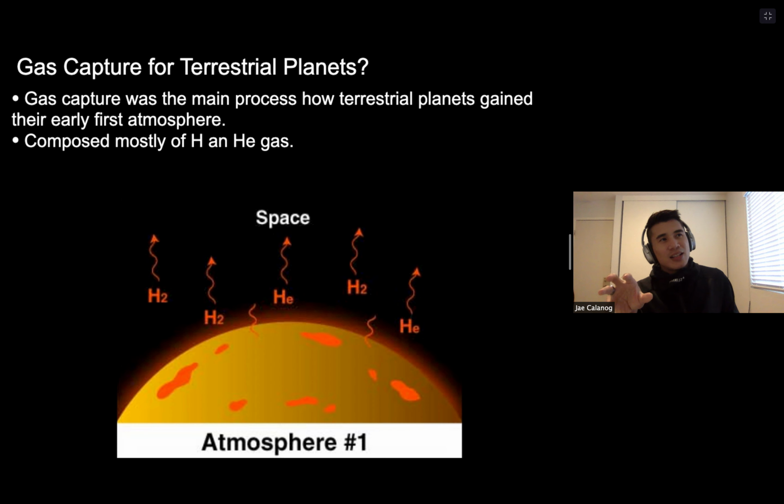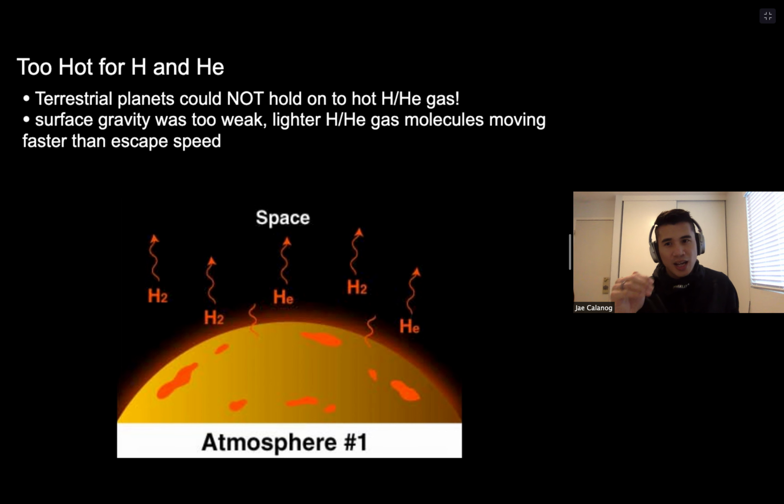So we talked about the gas giants and the ice giants. Now what about terrestrial planets? Does gas capture also work for terrestrial planets? Well, yeah, actually, if you have mass, then you have gravity, and if you have gas around you, then you should be able to pull in some of that gas. So gas capture was actually the main process of how the terrestrial planets gained their early atmosphere. And this first atmosphere was composed mostly of hydrogen and helium gas.